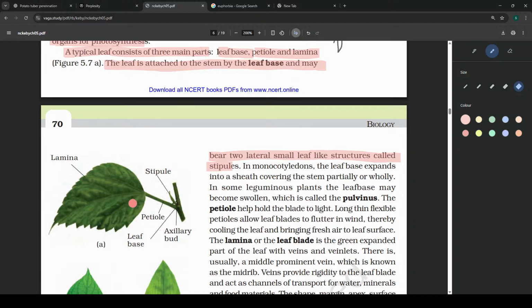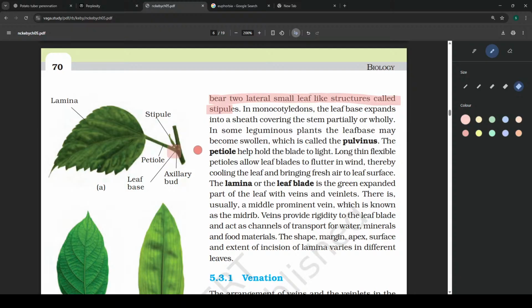Okay, first thing, a typical leaf consists of three main parts. The three main parts are the leaf base, the first one, a petiole, the stalk of the leaf, and lamina, that is the leaf blade. These are the three parts. Let's see the diagram here. Leaf base is this one here. A petiole is the stalk of the leaf, this one, and this whole thing is the lamina. And this is the axillary bud. And there are small leaf-like appendages formed that are called stipules.